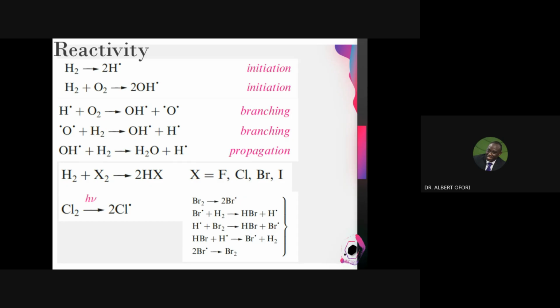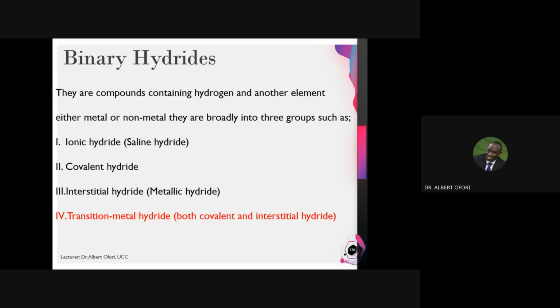I've mentioned hydrogen bonding. Now, in terms of bonding, where we said that hydrogen can be negative, it means that we can have the hydride. We have different forms of hydride. We can have the ionic hydride or the silane hydride.